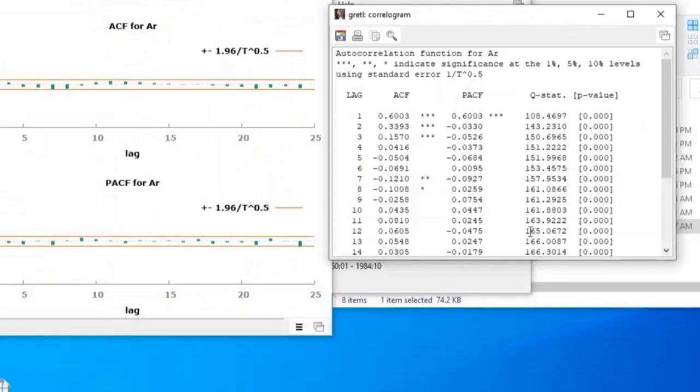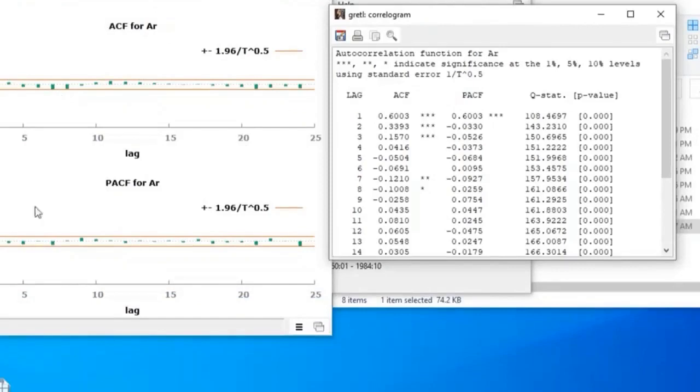Now see, we have three significant spikes here, and these three significant spikes are marked with the star in the ACF. Also, we have some marginally significant ones. These two are marginal ones.